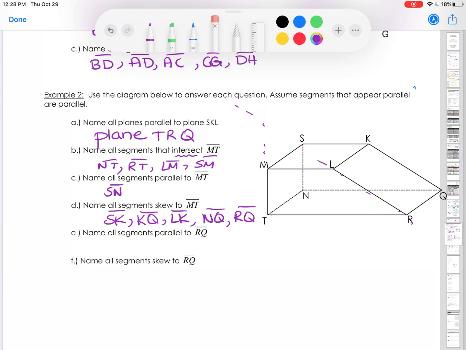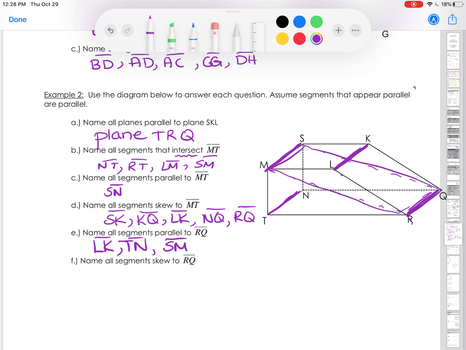Right now we want all of these segments that are parallel to RQ. So RQ is that bottom right. To be parallel to RQ, that would have to be at the same kind of angle in the same plane. So we have LK, we have TN. And then technically SM is also, even though it doesn't appear to be in the same plane, we really do have kind of this inside rectangle. This could be a plane in here.